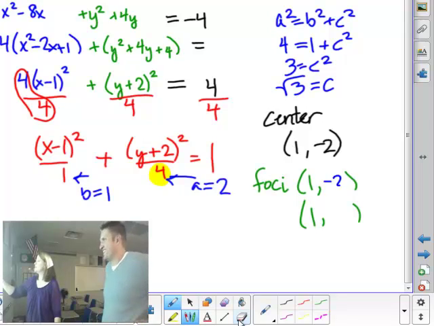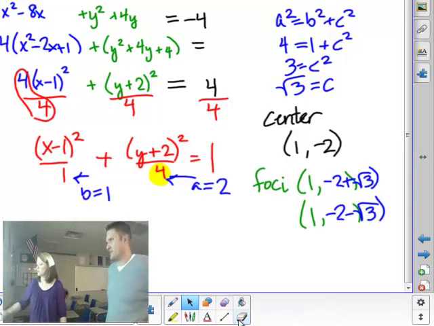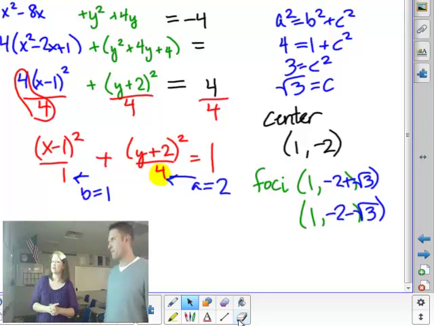So we have -2 plus the square root of 3. And we got -2 minus the square root of 3. Home run. And square root of 3 is just as friendly of a number as anybody else. Okay, I think that's it for ellipses. We'll show you that relationship between a, b, and c when you get to class, and we'll do some practice problems. All right, guys.